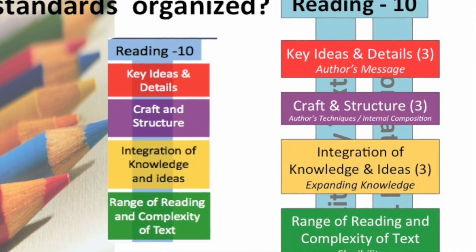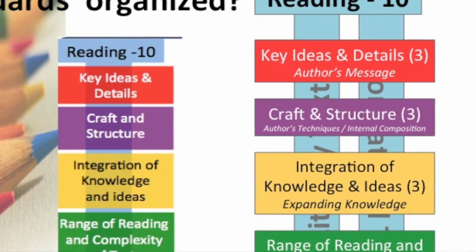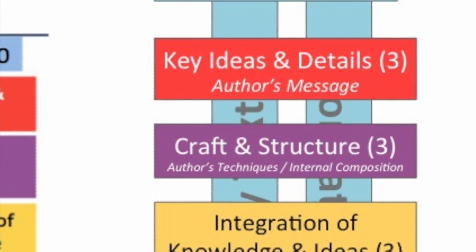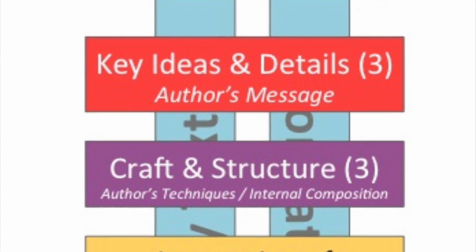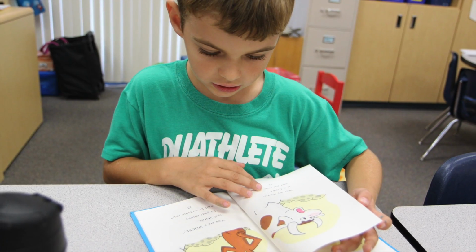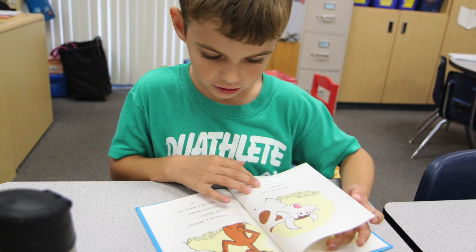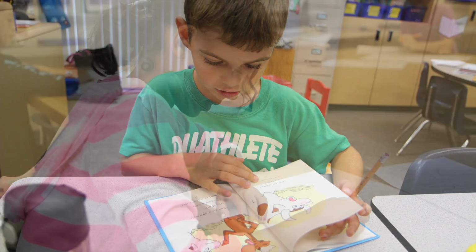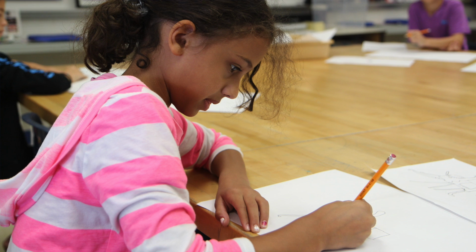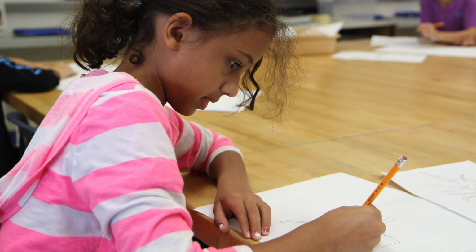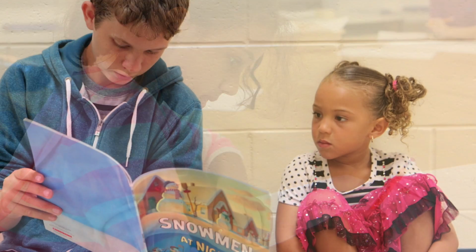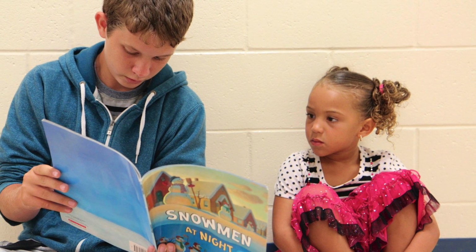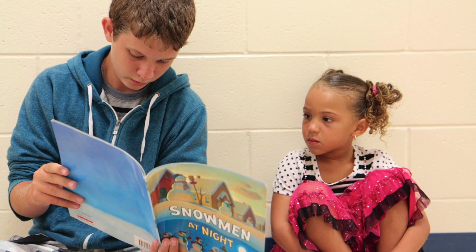Consider the first cluster of standards under key ideas and details. These standards really ask students to wrestle with the author's message and really consider, what is the author trying to tell me? Think about Standard 1. It asks students to really wrestle with the explicit and implicit ideas in a text, drawing on evidence to support their thinking. Standard 2 asks students to look a bit further into central themes and main ideas. And Standard 3 really asks students to consider connections between ideas and concepts, and really considering elements of plot and how they develop over the course of a text.